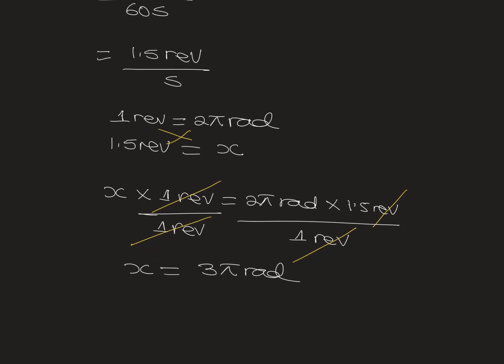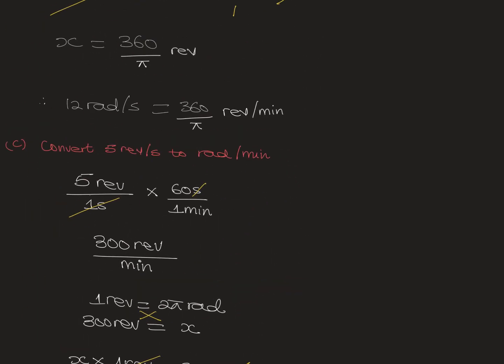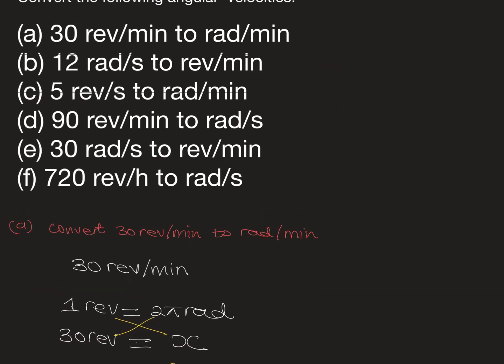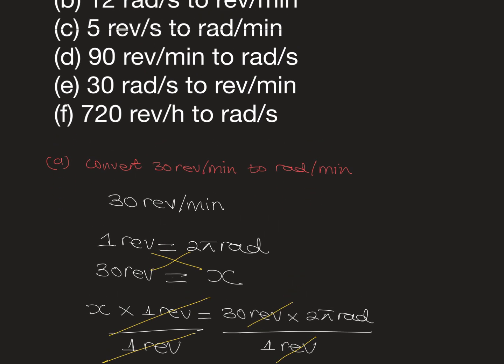So therefore, 90 revolutions per minute is equal to 3 pi radians per second. Okay. E is 30 radians per second to revolutions per minute.